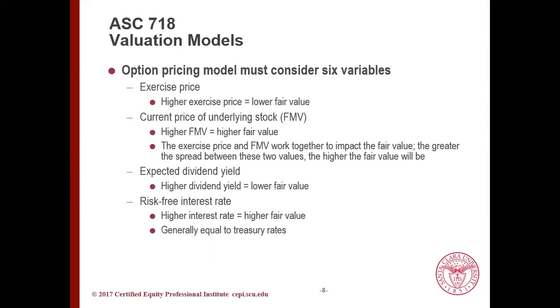All right, the next 4 variables that the option pricing model has to consider are a little bit easier to figure out. The first one is the exercise price. That's just the price the employee has to pay to exercise the option. We say here on the slide, the higher the exercise price, the lower the fair value. But really, you have to think about that as working in conjunction with the fair market value of the stock on the date of grant.